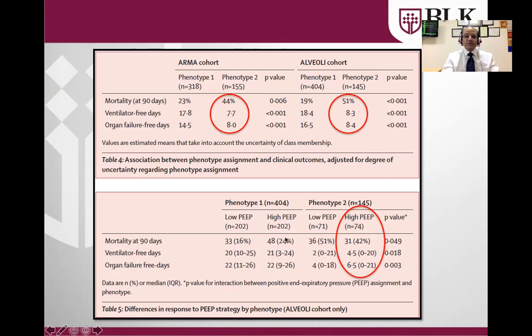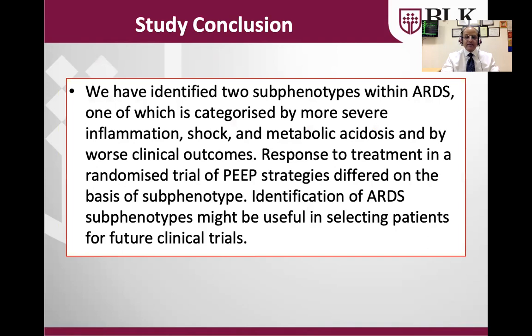Also, the mortality in the high PEEP group in phenotype 1 was higher. So this group is probably not the group where we would go for high PEEP. So this is some signal from the Calfee analysis. They said that we have identified 2 subphenotypes within ARDS.